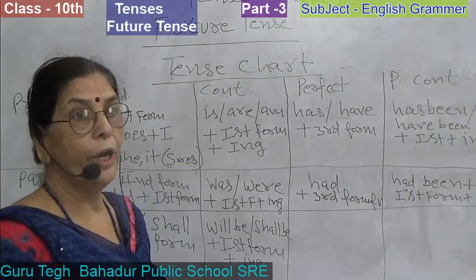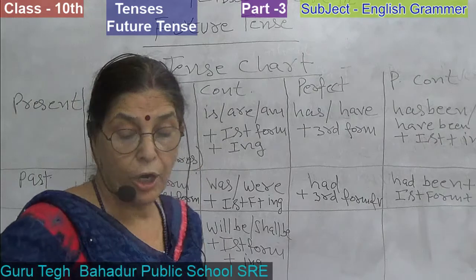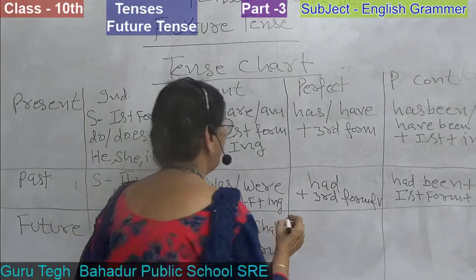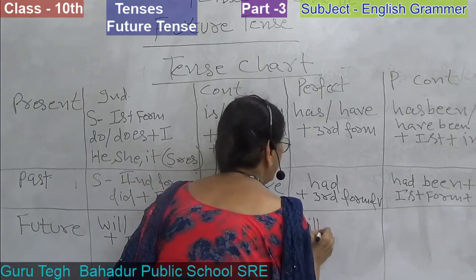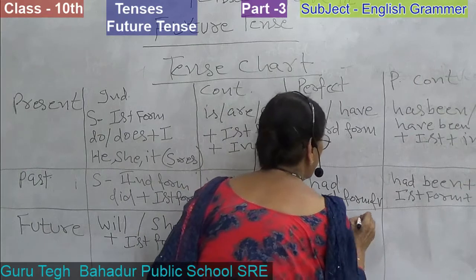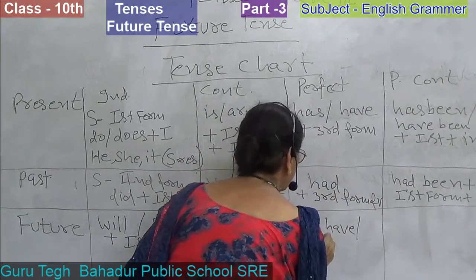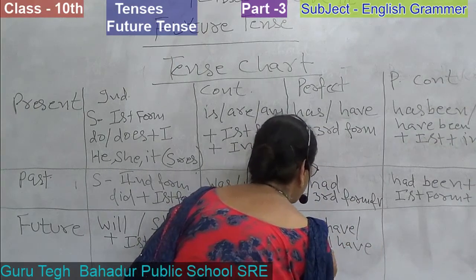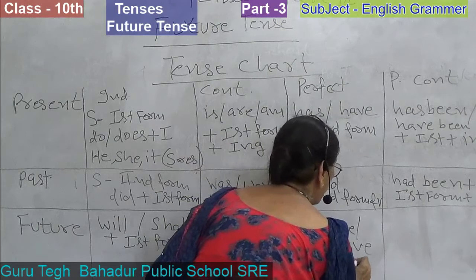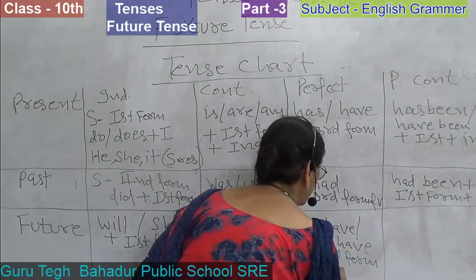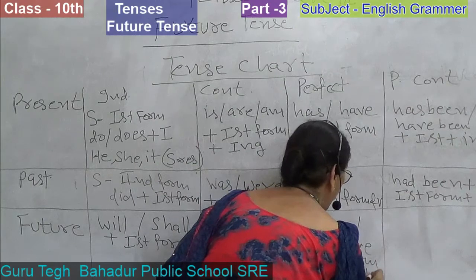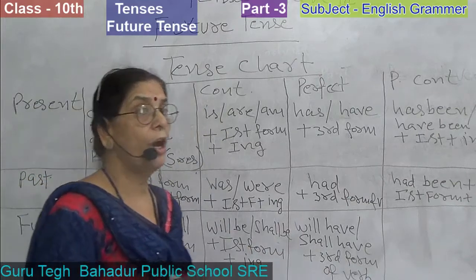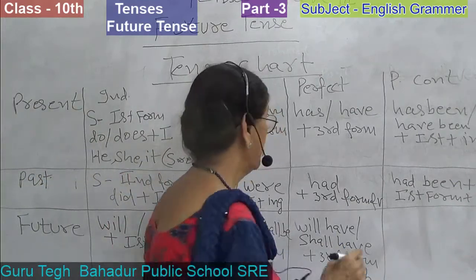I shall be going. This is future continuous tense. Then in the future perfect, the helping verbs are will have, shall have plus third form of verb. Here our example will become: I shall have gone. Third form: go, went, gone.